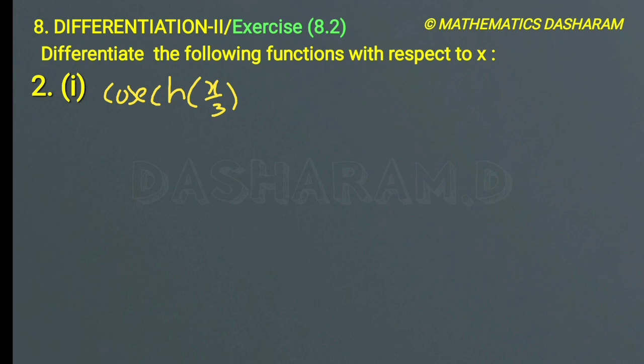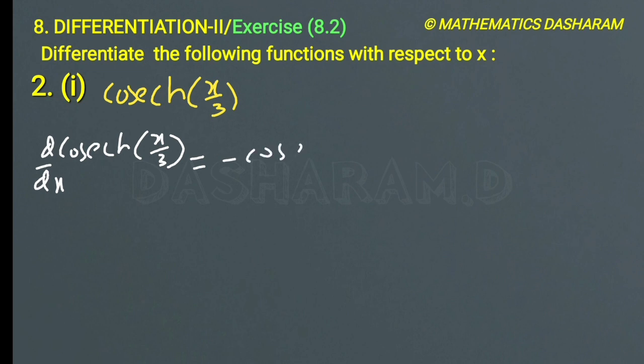Second bit, first problem: cosech of x by 3. So d by dx of cosech of x by 3 equals, the derivative of cosech x is minus cosech x into coth x. Minus cosech, but here what is the x value? x by 3 into coth, coth of x by 3.